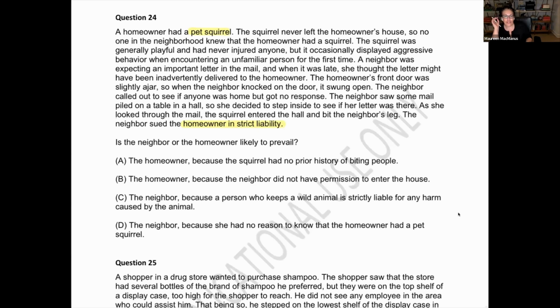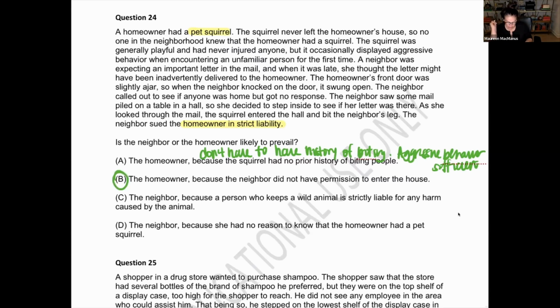A, the homeowner, because the squirrel had no prior history of biting people. It doesn't have to have a history. It displayed aggressive behavior. So this is incorrect. You don't have to have a history of biting. So aggressive behavior would be sufficient. B, the homeowner, because the neighbor did not have permission to enter the house. This is our correct answer. So it can be a defense to the abnormally dangerous animal when the person is there illegally.